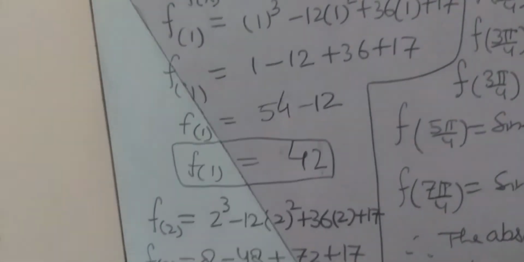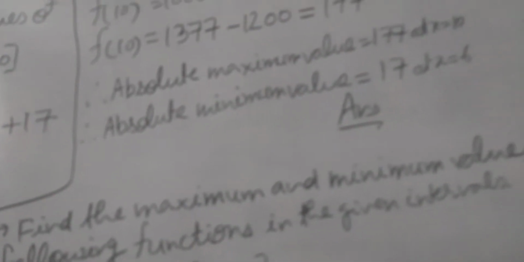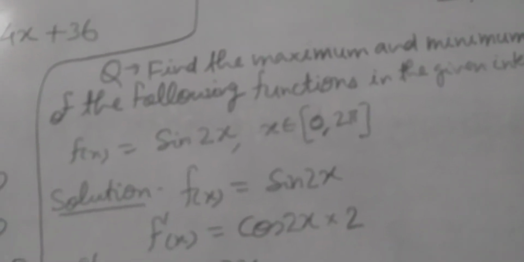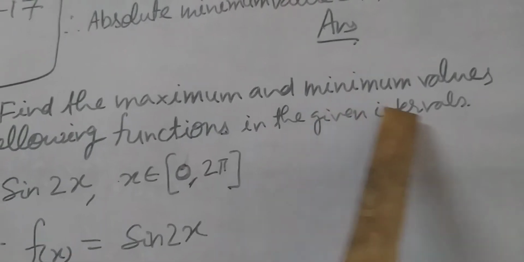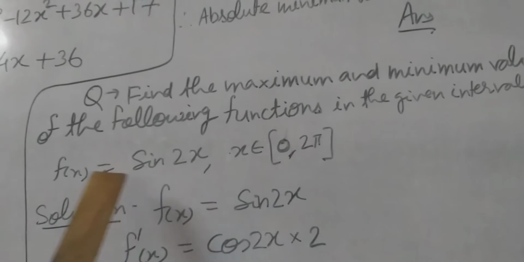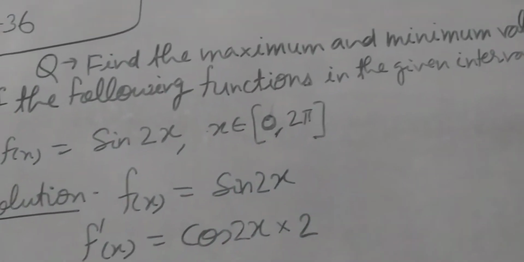The minimum value is the absolute minimum value, and the value which is maximum will be the absolute maximum value. Okay students, so remember the method for getting absolute maximum and absolute minimum value. Let us solve one more question. Find the maximum and minimum values of the following function in the given interval: f(x) equals sin 2x, x belongs to 0 to 2 pi.